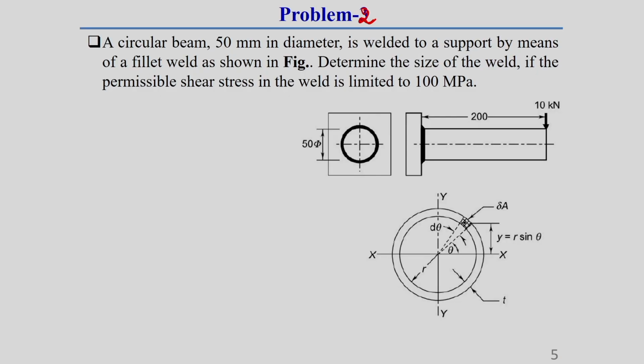So, the second problem statement is about a circular beam. This is problem number 2. A circular beam, whose length is 200 millimeter, which you can see in this figure, and whose diameter is 50 millimeter, is welded to a support by means of fillet weld. So, this is the support, and with this support it is welded by fillet weld.